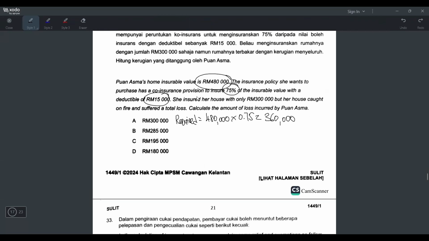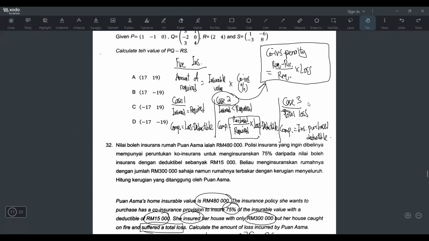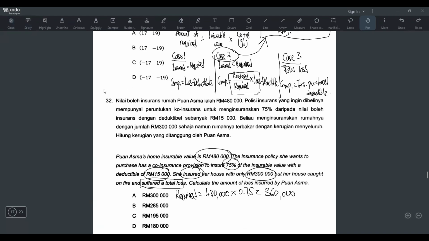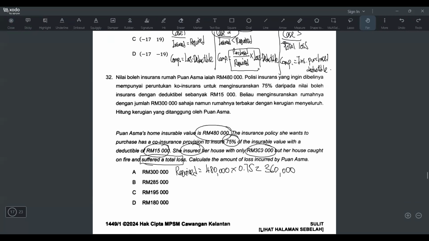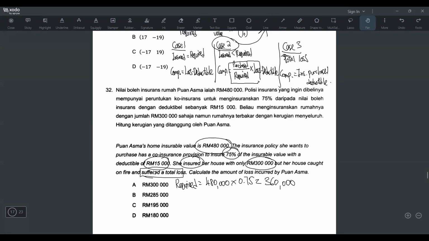And then they say she insure means purchase, she bought. So she purchased with RM 300,000. So you can see that she purchased less than the required amount, but her house caught on fire and suffered total loss. Okay, can you tell me case 1, case 2, or case 3? Okay, some of you might say case 2 because you see that the insured value is less than required, but it's not case 2, it's case 3. I told you already, if it's total loss, automatic is case 3. And if it's case 3, we don't care whether the insured is less than required or equals the required. We don't care already. Because if total loss straight away is case 3 already.